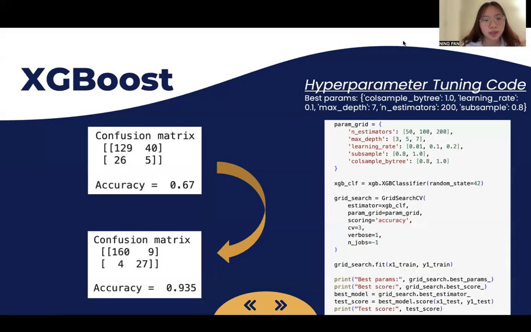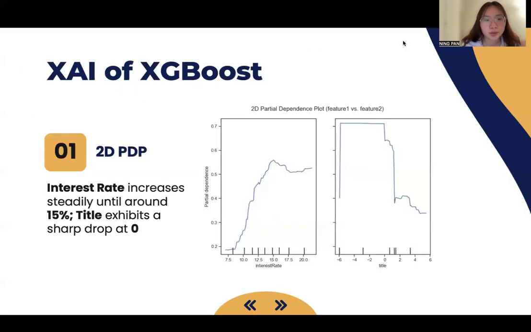And we ultimately select XGBoost and use Grid Search CV to fine tune its hyperparameters. Initially, accuracy was 0.67, but after tuning key parameters, it improved to 0.935, and the confusion matrix shows fewer misclassifications, proving the effectiveness of optimization. And the partial dependence plot shows how interest rate and loan purpose impact predictions.